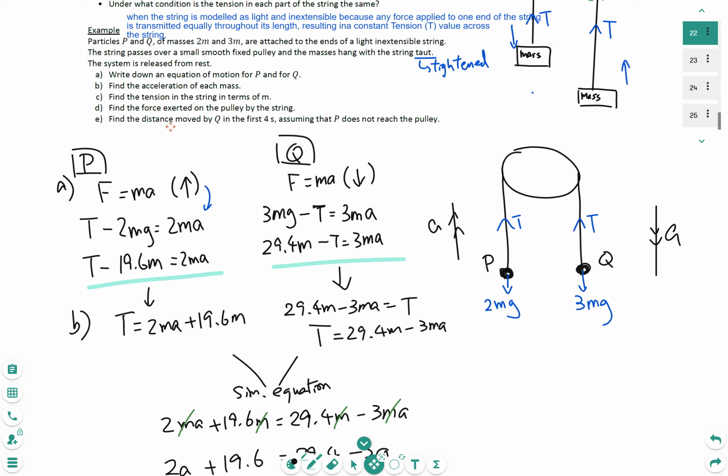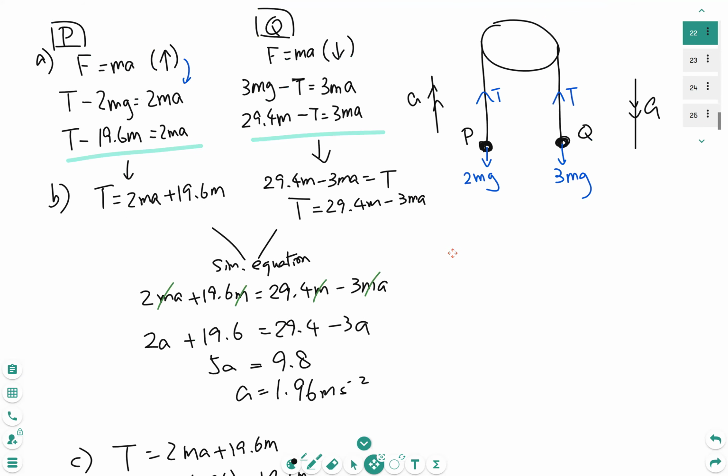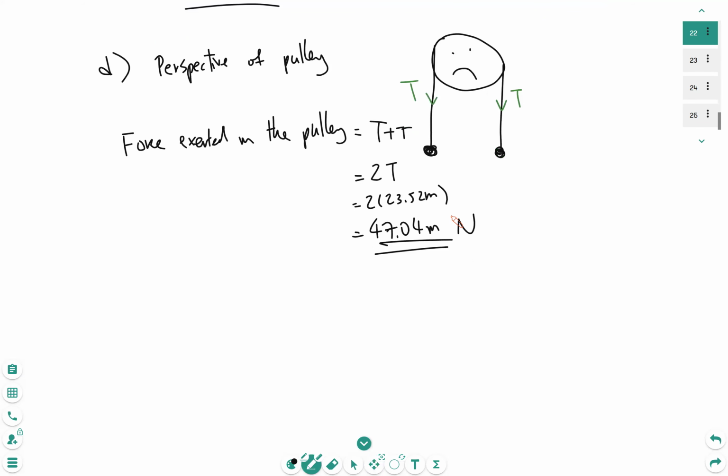Part E. Find the distance moved by Q in the first 4 seconds, assuming that P does not reach the pulley. So distance, time, the keyword is SUVAT. So question E, SUVAT. We want to find the displacement. We know time is 4, and acceleration we'll work out, which is 1.96.